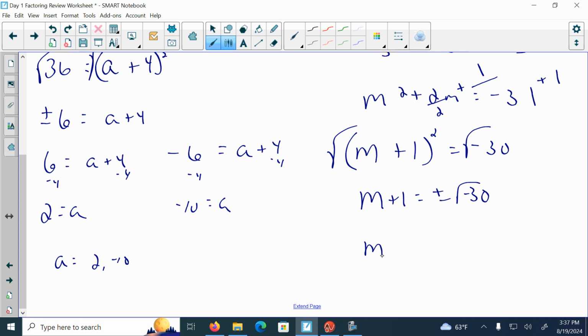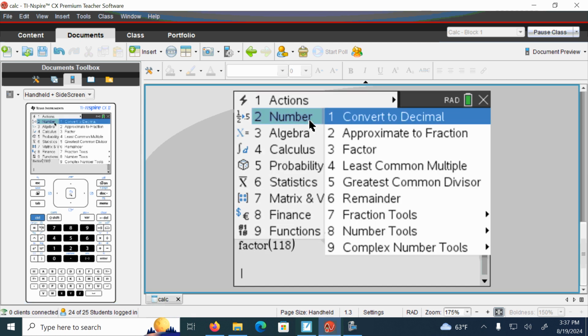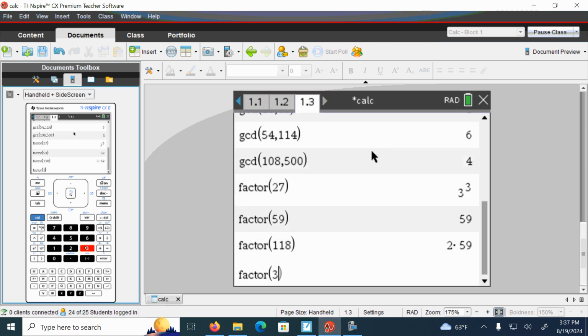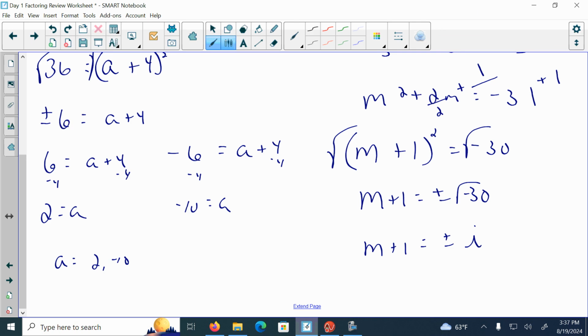So m plus 1 is equal to plus or minus, there's that i. Checking 30. I know it's 5 times 6, but just to show you, 30 is 2 times 3 times 5. Either way, it's all single, so no perfect squares. It's going to stay the square root of 30. Subtract 1, I get m is equal to negative 1 plus or minus i times the square root of 30. And I believe that's it.